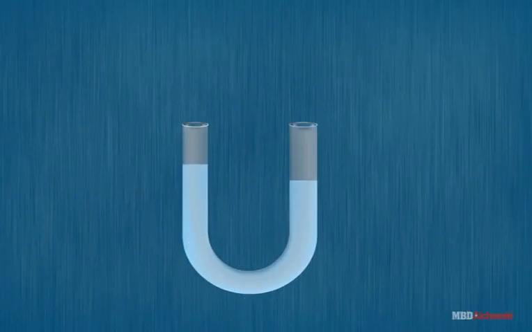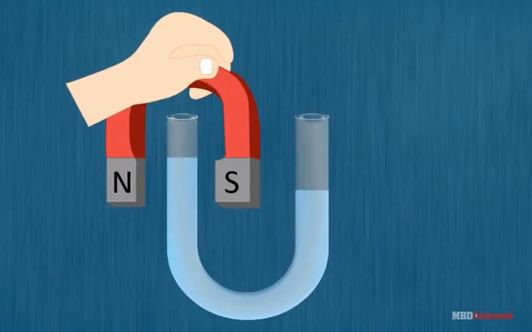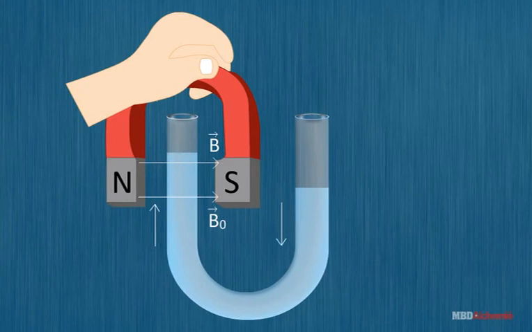When a sample of paramagnetic liquid is put in a U-tube and a strong magnetic field is applied across one of the two limbs, the level of liquid rises. This proves the movement of paramagnetic liquid from weaker to stronger parts of the field.